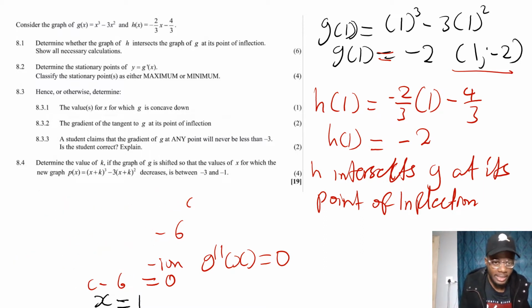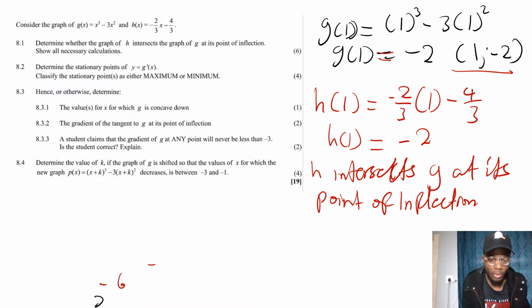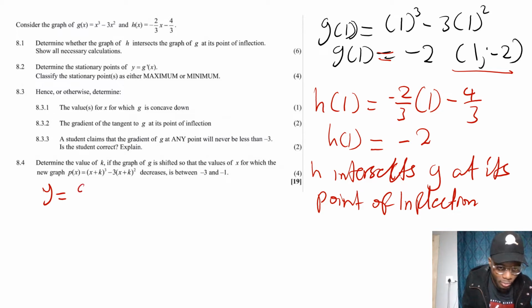The next question says determine the stationary point of y. Our y is equal to the derivative of g. So you must be very careful here. You are not determining the stationary point of g of x, no, but the stationary point of the derivative of g.